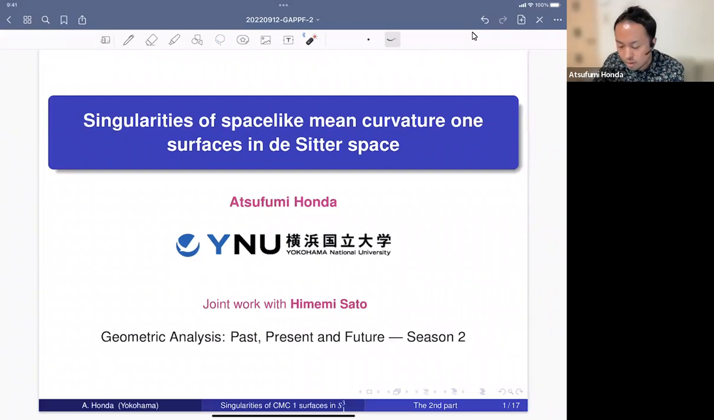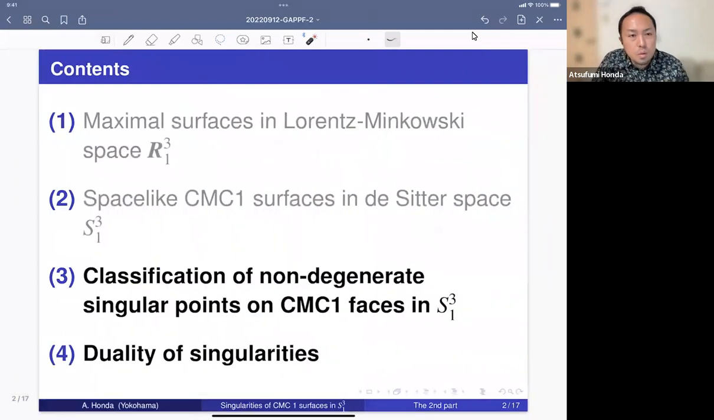So let's start the second part of my talk. In the second part, I will explain our main theorem: classification of non-degenerate singularities. As a corollary, we obtain the so-called duality of singularities among the non-degenerate singular points on CMC1 faces.